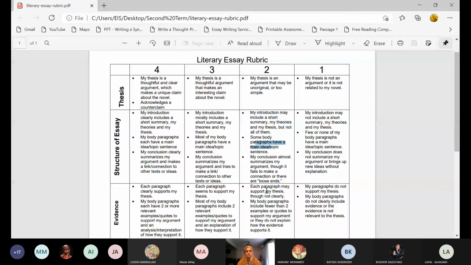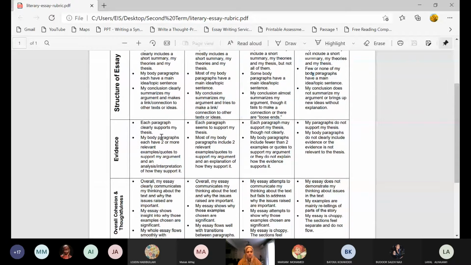Here, the introduction doesn't include a summary. The thesis is not written well. None of the paragraphs or few have main ideas, so here you do not get the mark. Then I have evidence. The evidence that I was just talking about, that each paragraph supports my thesis. Each paragraph supports one of what I've written in the thesis statement. The body paragraphs can each have 2 or more relevant examples, anecdotes, quotes of the excerpt. Here I get an excellent.